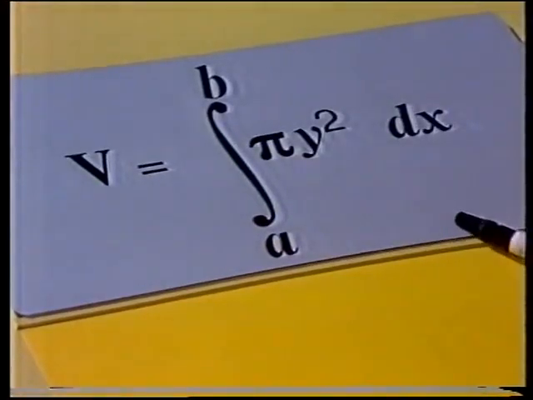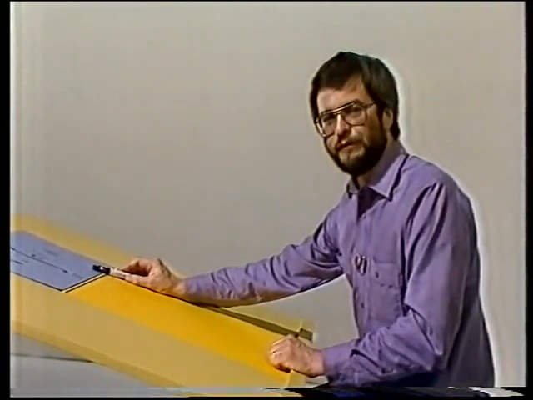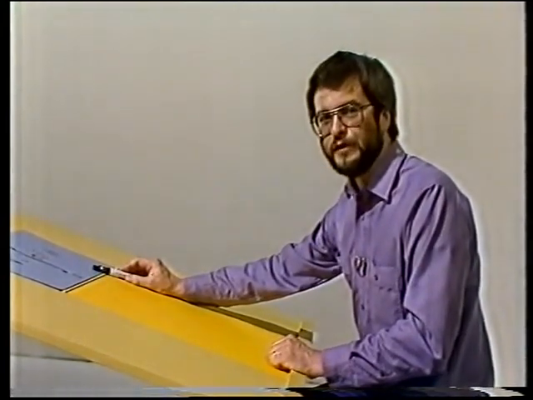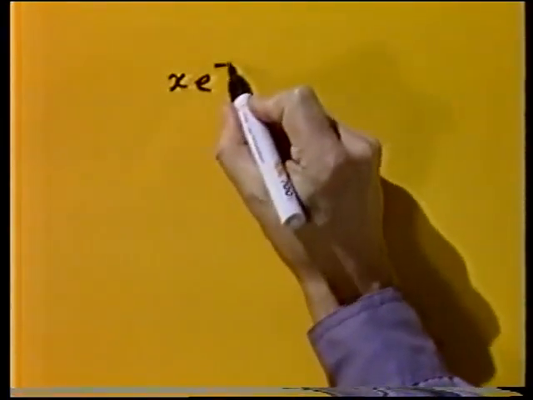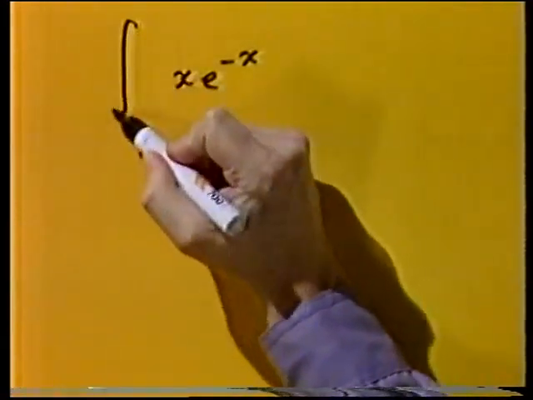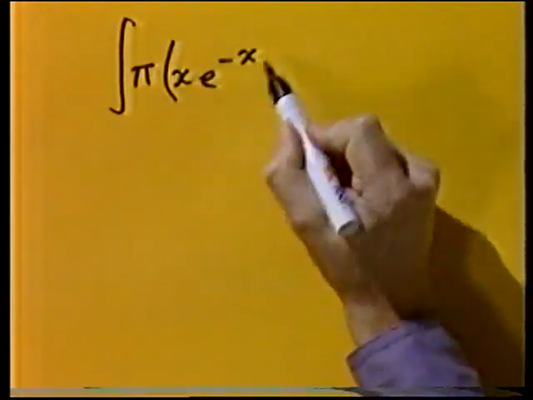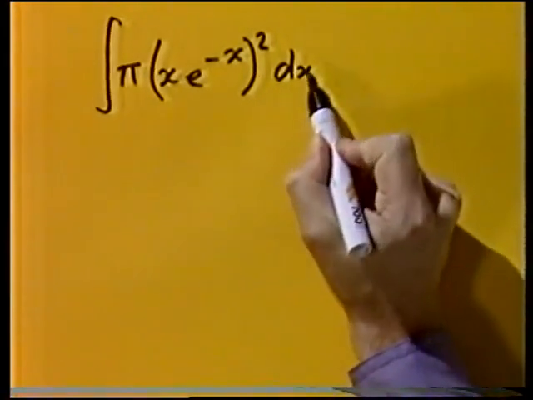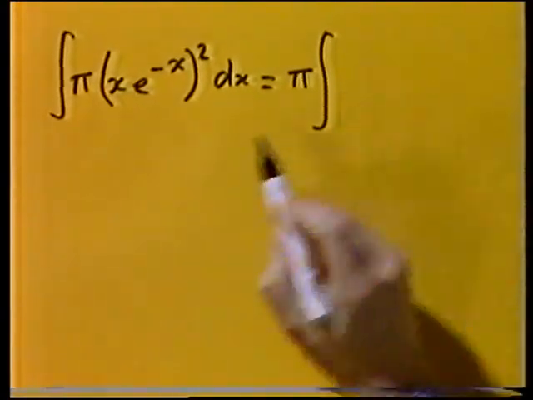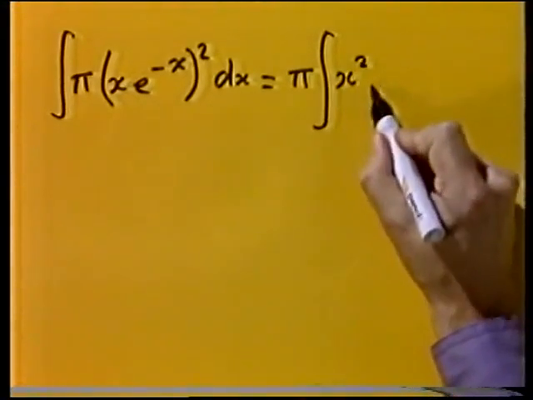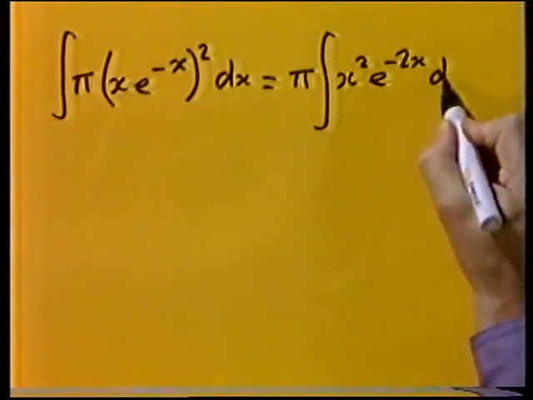Here's the formula for the volume of revolution about the x-axis for a function y. It's the way you'd find it written down for easy reference, in your handbook, for instance. And we've got to apply this general formula to our special function by putting x e to the minus x in for y. What integral will we get? Well, it's the integral of pi times this squared dx. Now we can take the pi outside the integral sign, and then this bit becomes x squared e to the minus 2x dx.